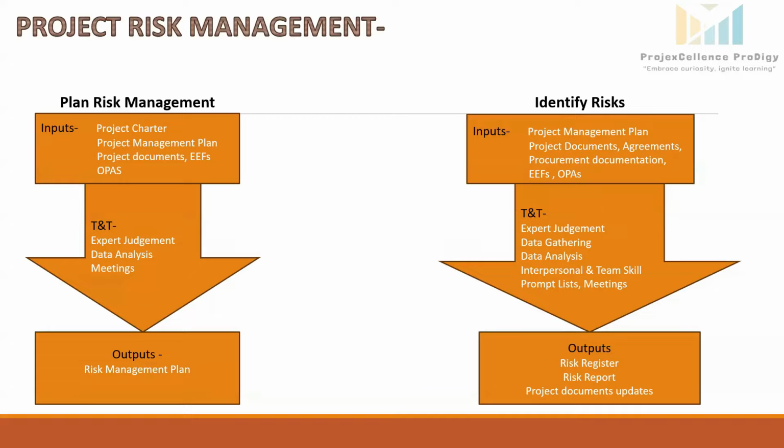Interpersonal and team skills. We use facilitation skills to ensure effective risk discussion. For example, a risk workshop is organized where all the engineers, procurement staff, and site managers collaborate to list down the potential risks and their mitigation plans. Prompt list. It is a predefined category list to identify risk systematically. Some common strategic frameworks are more suitable for identifying the sources of overall project risk, like PESTEL: political, economical, social, technological, legal, environmental. So we see all aspects from where the risk can occur.